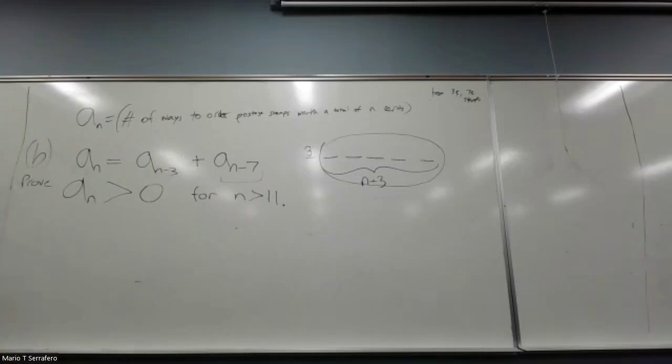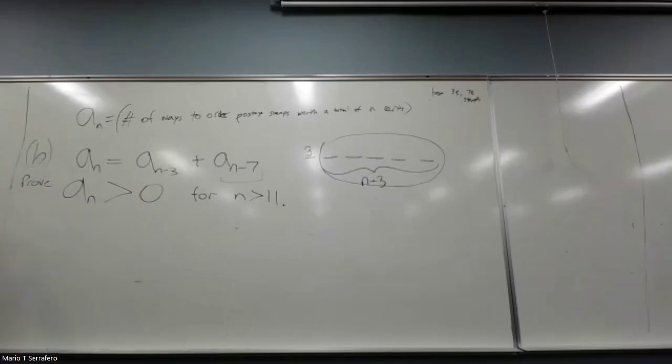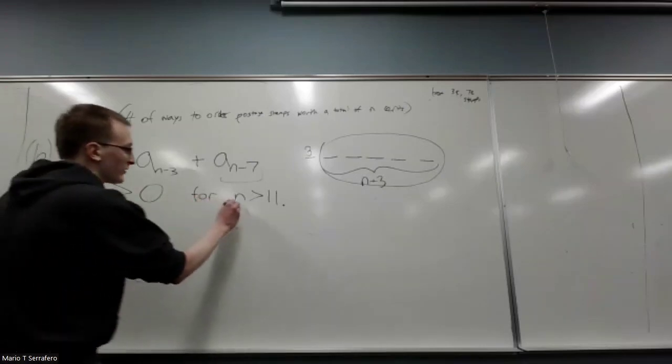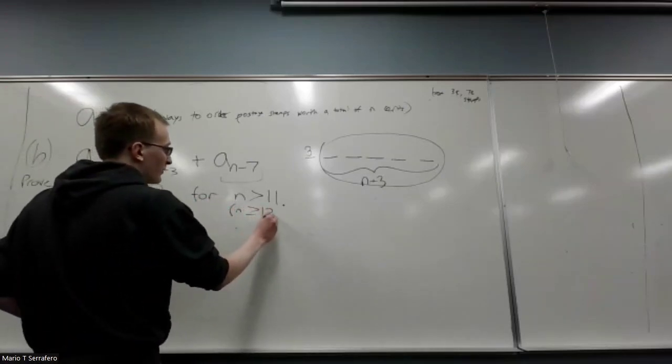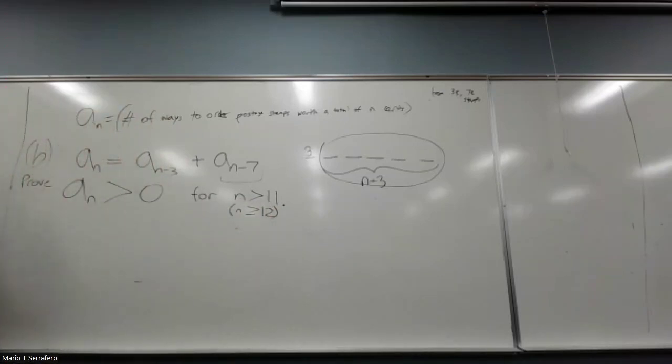So for part B, I'm going to continue with problem 4. We're asked to prove that a sub n is greater than 0 for any n greater than 11. You can also say n is greater than or equal to 12, so our base case is going to be 12. We're going to show that if we have at least 12 cents of stamps, then there's always at least one way to make 12 cents of stamps.